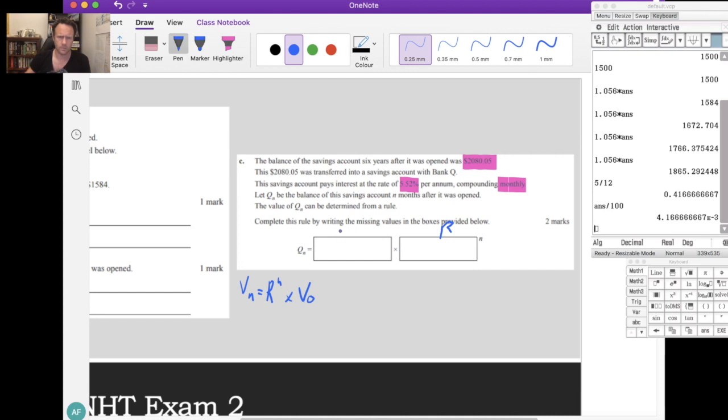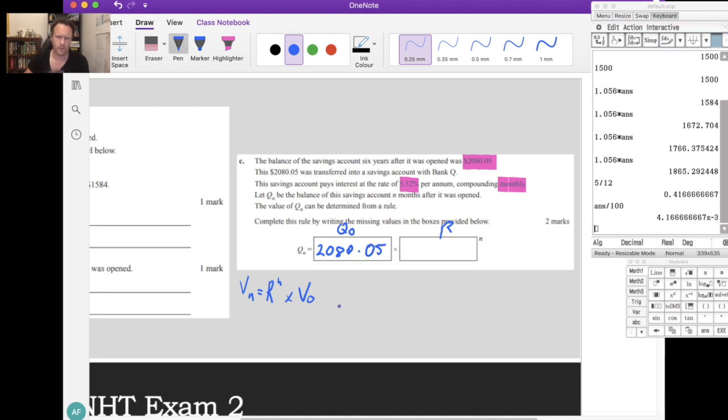This pen is driving me nuts today. And in this one we have our starting term, which in this case is Q0. Alrighty, so we can put that in straight away. We know that that's equal to $2,080 and 5 cents.